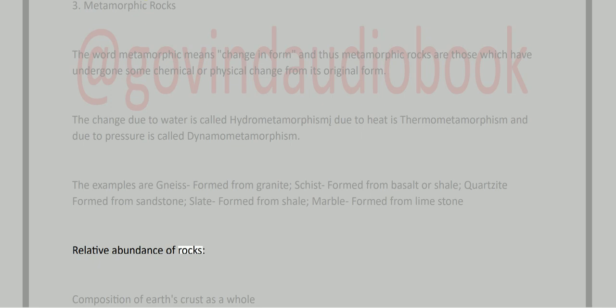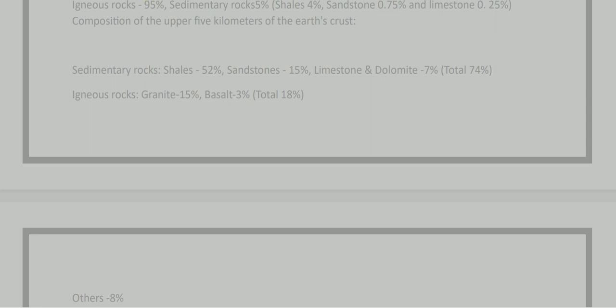Relative abundance of rocks. Composition of Earth's crust as a whole: igneous rocks 95%, sedimentary rocks 5%, of which shales 4%, sandstone 0.75% and limestone 0.25%. Composition of the upper 5 kilometers of the Earth's crust: sedimentary rocks, shales 52%, sandstones 15%, limestone and dolomite 7%, total 74%. Igneous rocks, granite 15%, basalt 3%, total 18%.